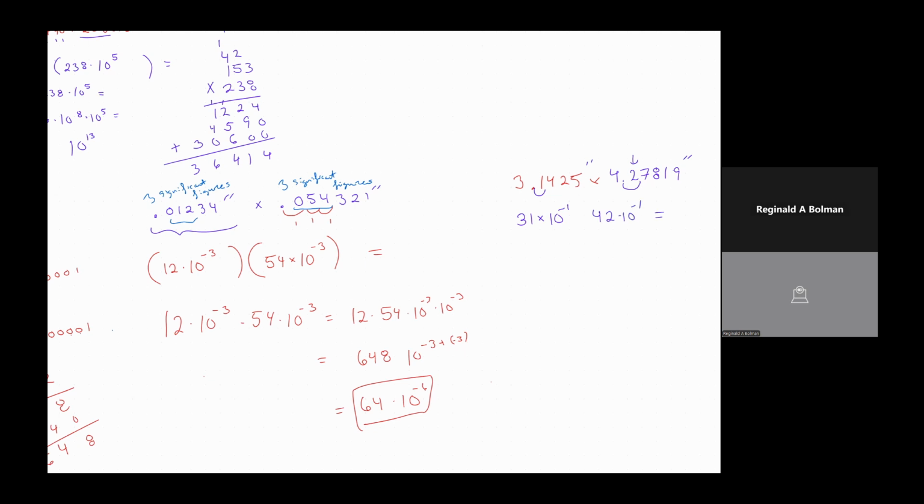And if we do this calculation, we could do 31 times 42 times 10 to the negative 1 times 10 to the negative 1. Of course, we can do by hand 31 times 42. 1 times 2 is 2. 1 times 4 is 4. Drop a 0. 3 times 2 is 6. 3 times 4 is 12. Add everything together. 2 and 0 is 2. 4 and 6 is 10. 2 and 1 is 3. And 1 gives you 13. So you got 1302 times 10 to the negative 1 times 10 to the negative 1, which will be 10 to the negative 1 plus negative 1. Of course, that gives you 10 to the negative 2 as an answer.